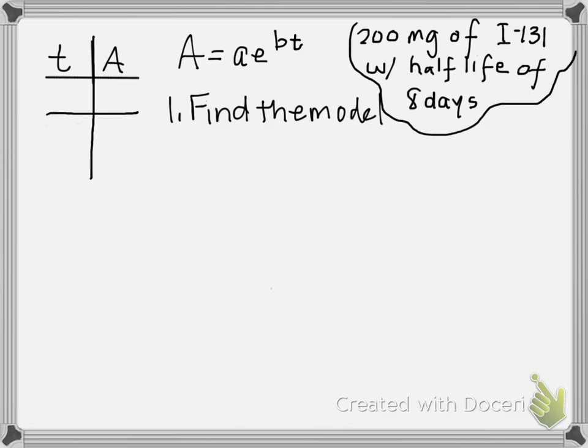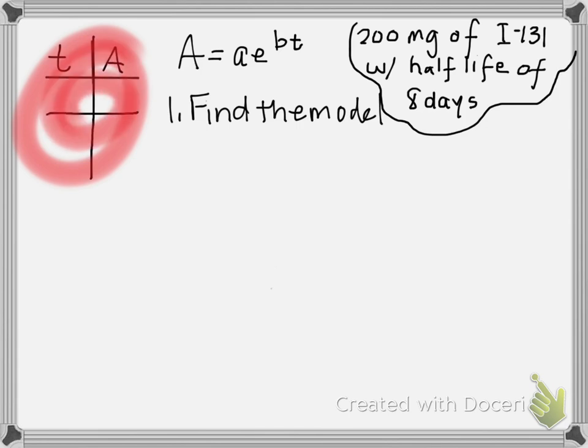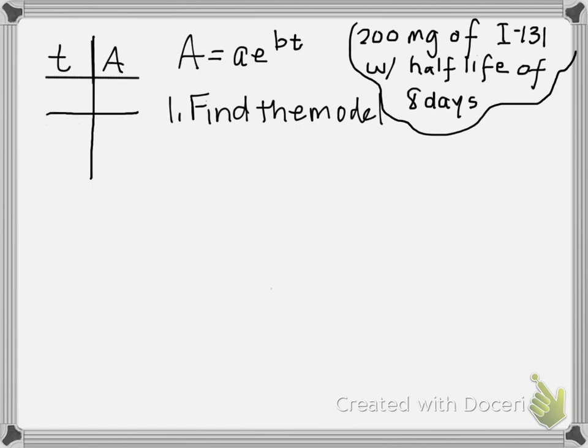So finding the model in that form, I want to take this information and recontextualize it, and say what this means to me contextualized in a table of values. So this is telling me that at time 0, I have 200. And then with a half-life of 8 days, that means that at time 8, I've got 100.